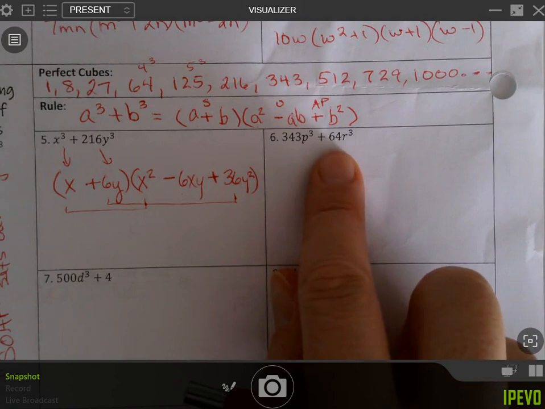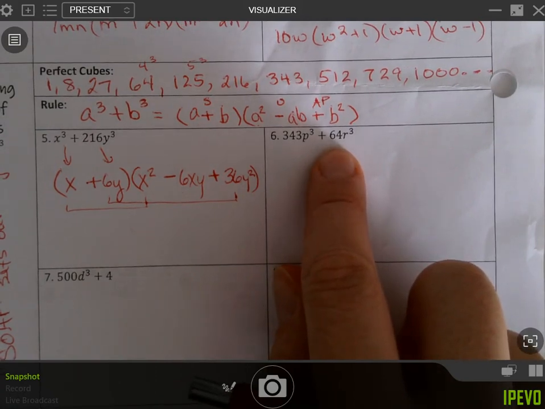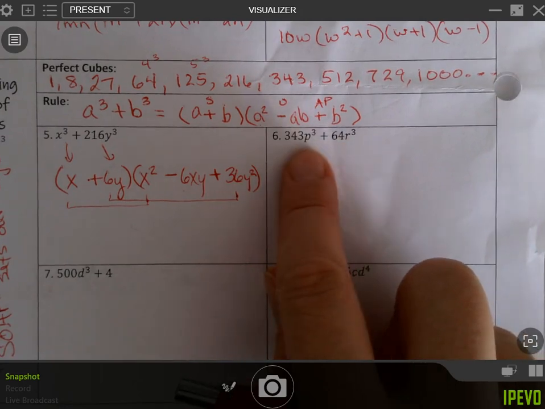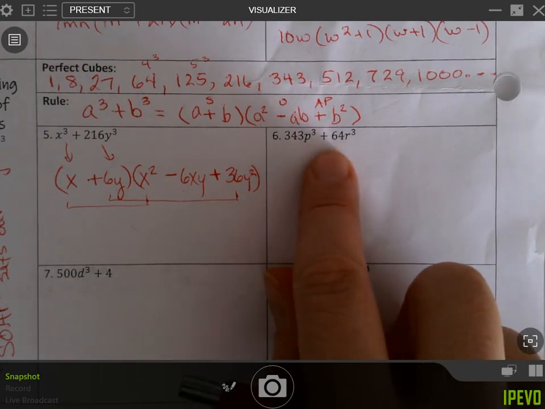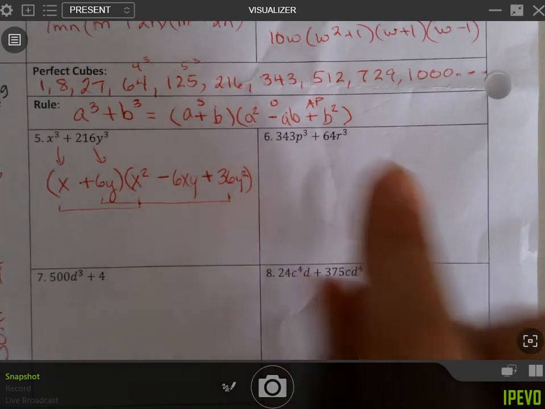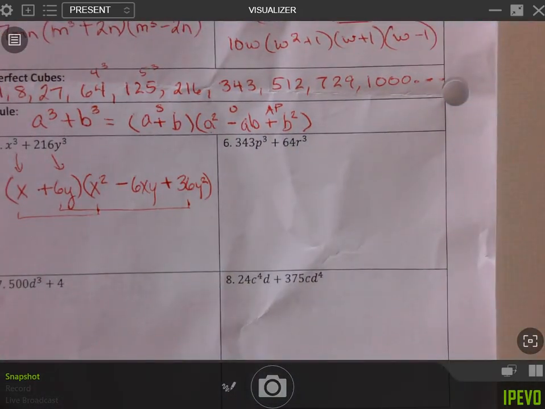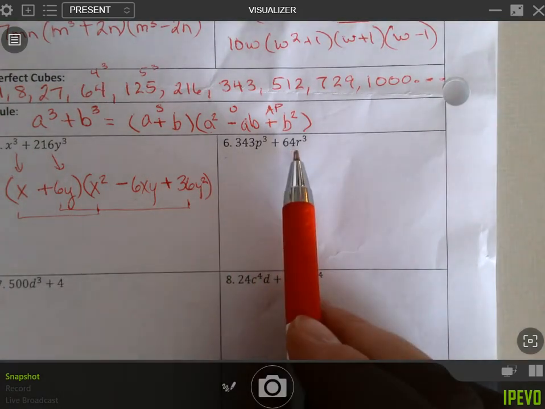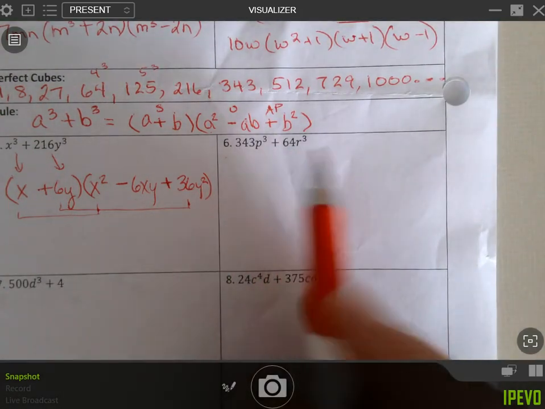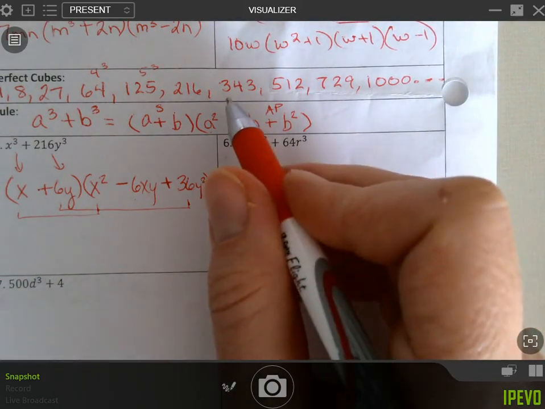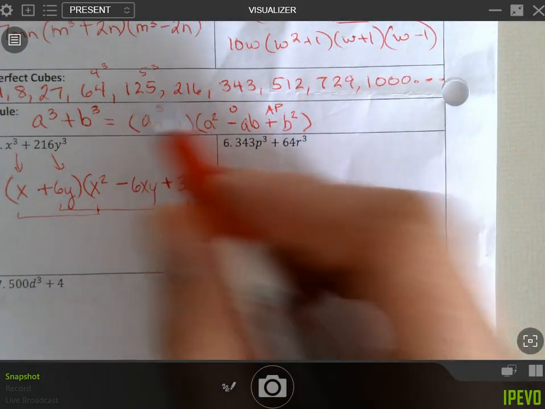But 64 is a square number, but it's also a cubic number, isn't it? But look at the powers. The exponents are both 3, so I've got to be talking about a sum of cubes. Okay, anyway. So, do 343 and 64 have any common factors? Can I divide 343 and 64 by anything? I don't think I can. Okay, but they're cubic, aren't they? 343 and 64 are cubic.